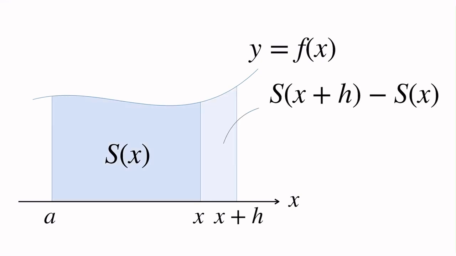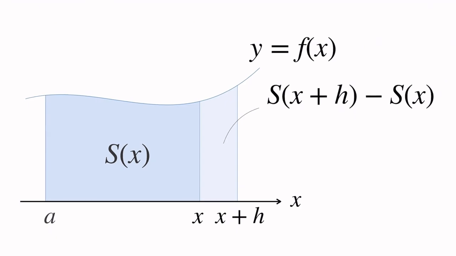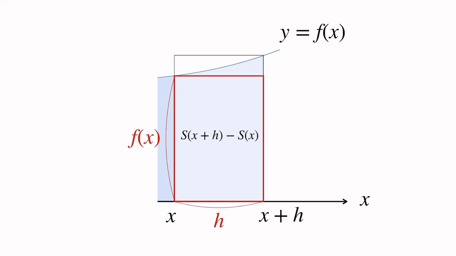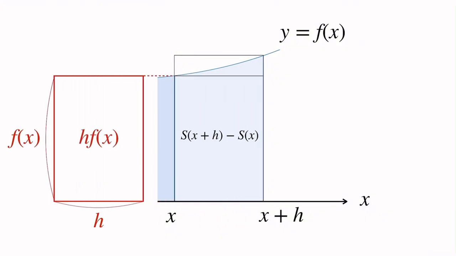Next, consider another vertical line at x plus h, where h is a small positive number. Then the area of this thin blue region is given by S of x plus h minus S of x. Now let's look at the red rectangle. Its base is h and its height is f of x, so its area is h times f of x.